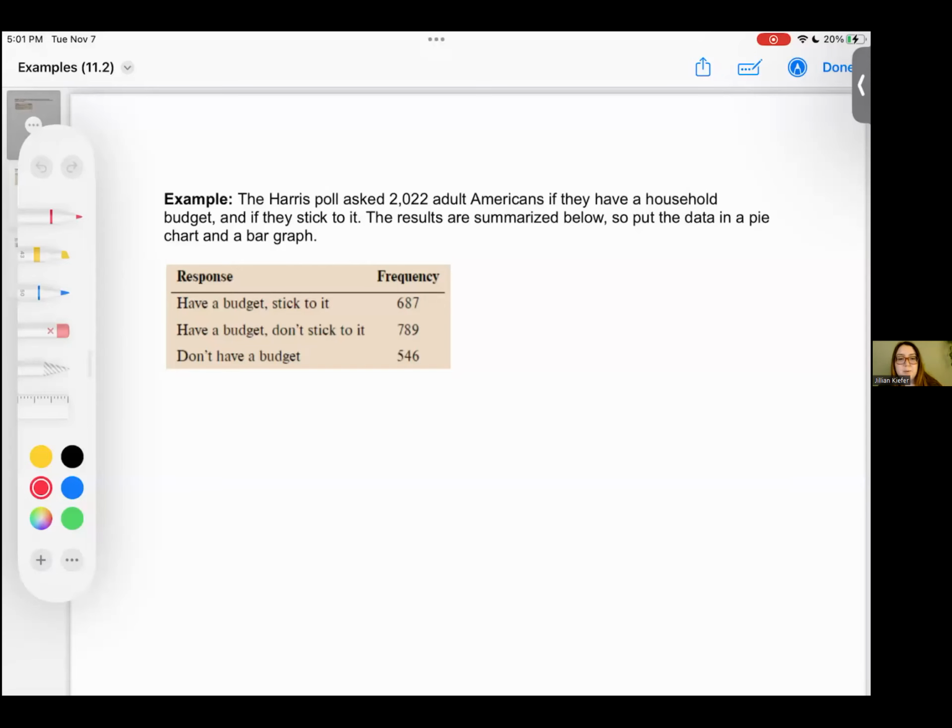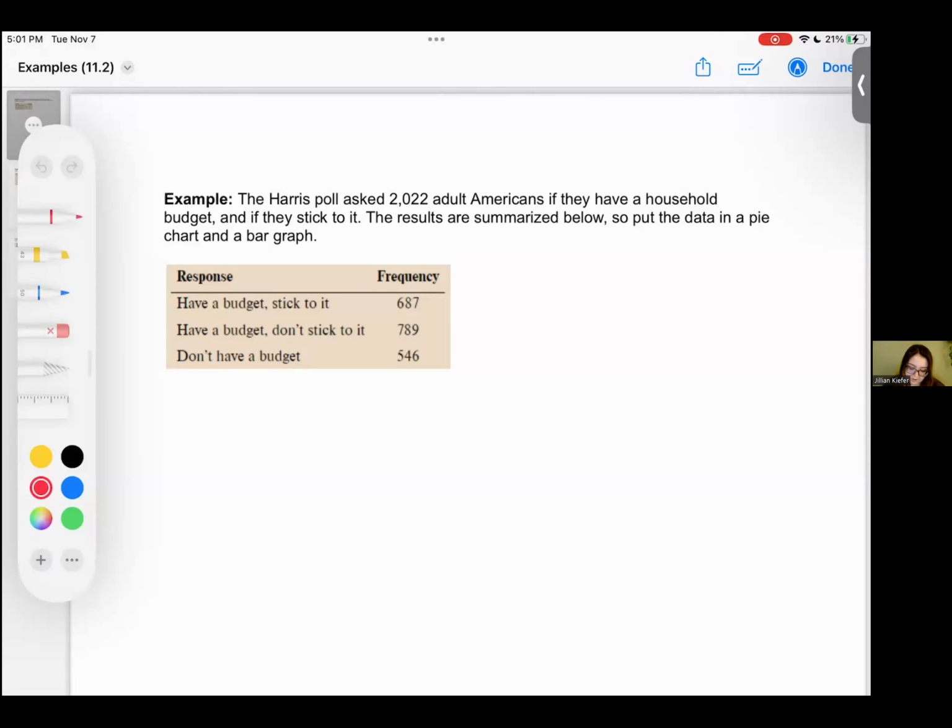All right, so here we are with our example. Now I have to do both the pie chart and the bar graph, so we're going to have to do them separately. Let's go ahead and start with the bar graph. It should be a little bit easier, because we don't really need to convert anything into percentages.